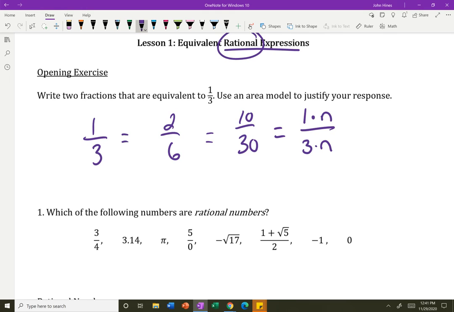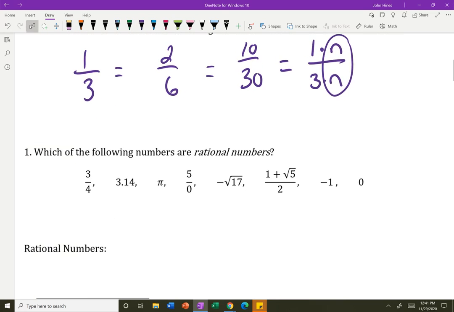Today we're going to be dealing with equivalence and how do I know if two fractions are actually equal. It comes to this idea that if I want them to be equivalent, I need to multiply both the numerator and the denominator by that same value. So again, rational numbers are fractions. So let's go through here and talk about which of these are rational numbers. 3/4 definitely is good to go. 3.14, not pi, just the number 3.14, is actually 314 hundredths. That is a rational number because that decimal terminates.